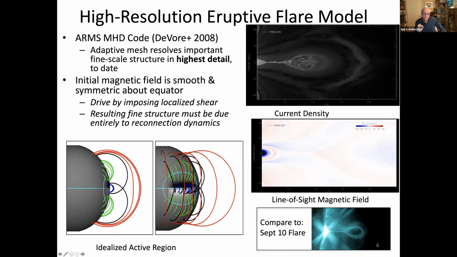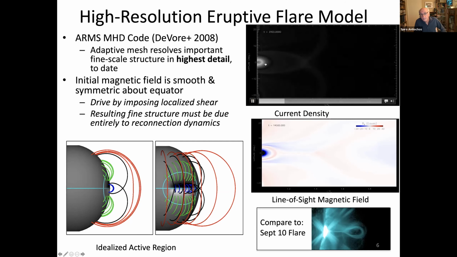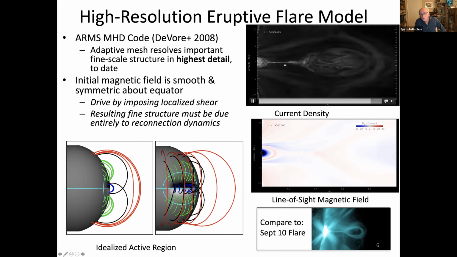And he puts ultra high resolution at the flare reconnection to really resolve the 3D nature of the reconnection. So he uses adaptive mesh, resolving important fine structure detail in the highest detail to date. This is the highest resolution simulation that's ever been done of flare reconnection. The initial magnetic field is smooth, the driving smooth. So all structure that you see must be due to the dynamics of the reconnection. Here's the current density through this plane right here. And as the system expands outwards, poof, you start getting reconnection.